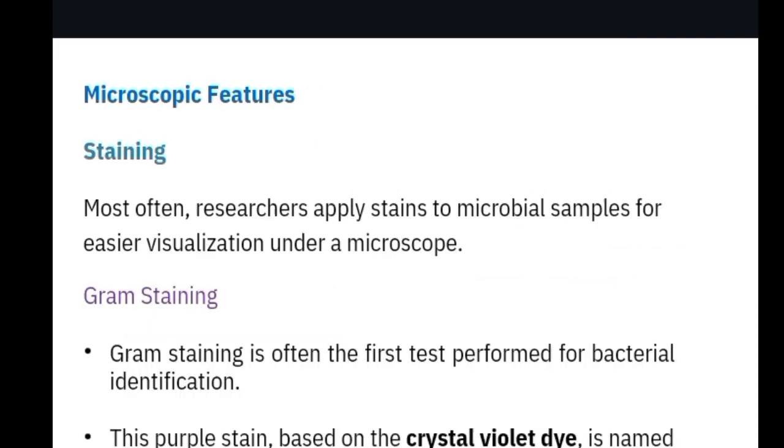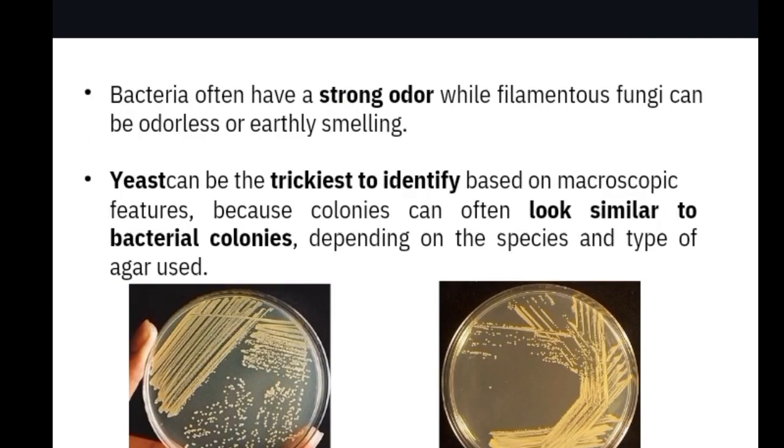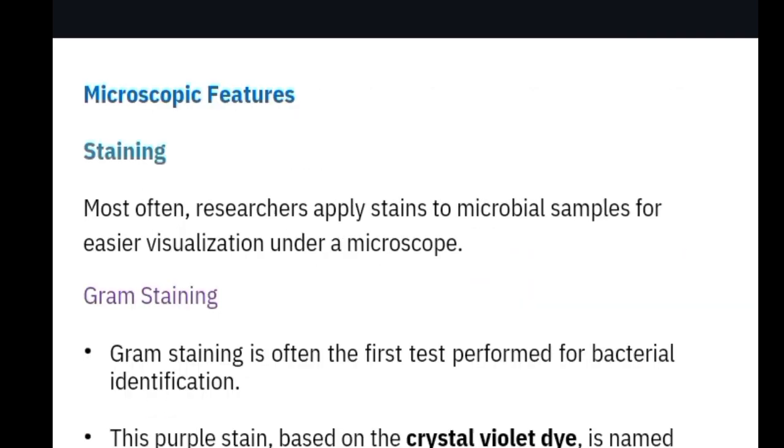So the second method is staining. First we discussed culture. The second one is staining. In staining, most often the researcher applies a stain to a microbial sample for easier visualization under a microscope. There are a number of stains, and a few of them we discuss here.